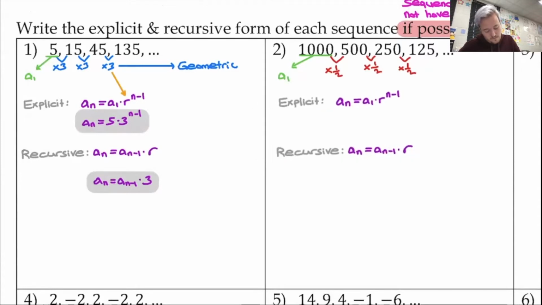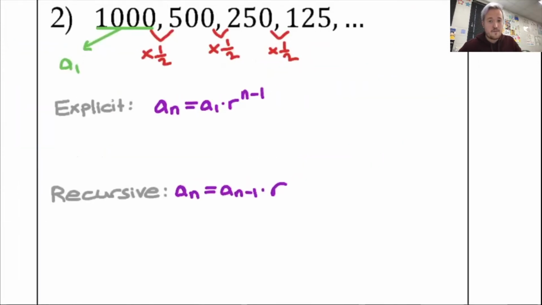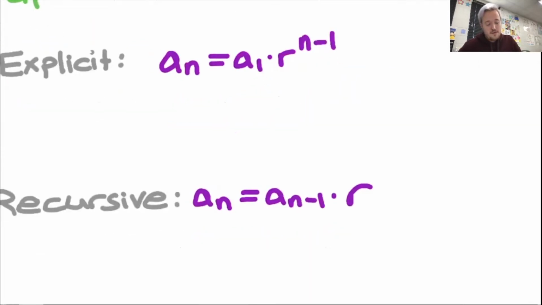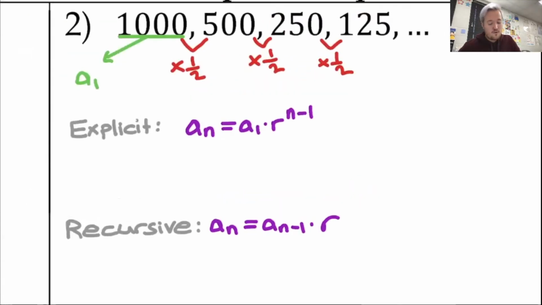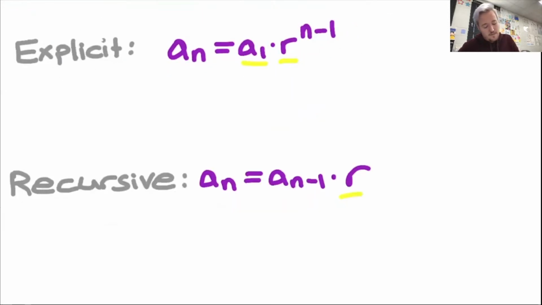There we go. I know it's geometric. If it was arithmetic, I'd have to rewrite the different formula. All right, so just got to fill in the gaps. Remember, you're only plugging in for your first term and your common ratio for the explicit form. And for recursive, you're only plugging in for the common ratio. That's it. We're just writing the formulas right now. We're not solving for a specific term yet. We will, but not yet.